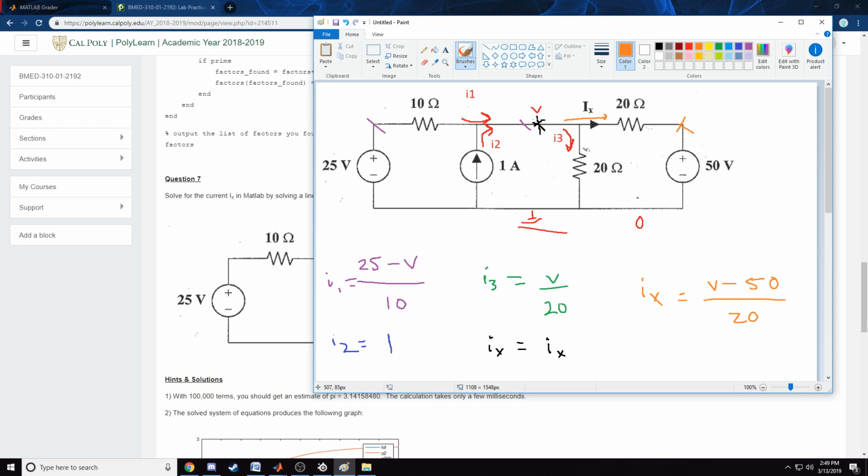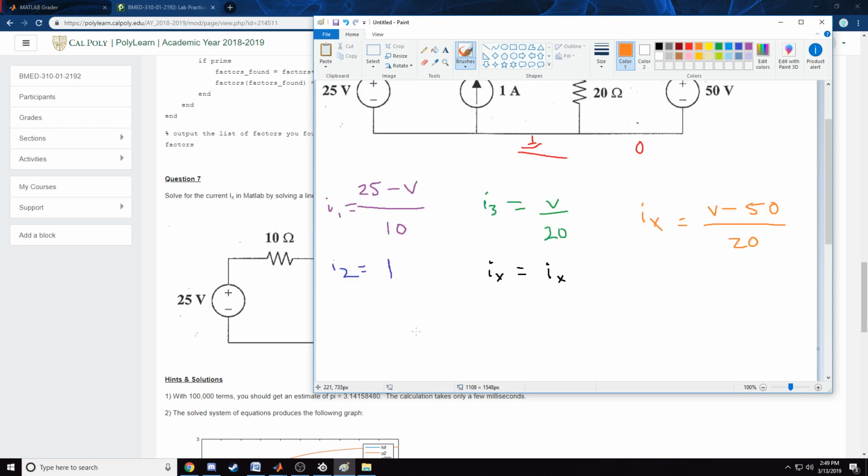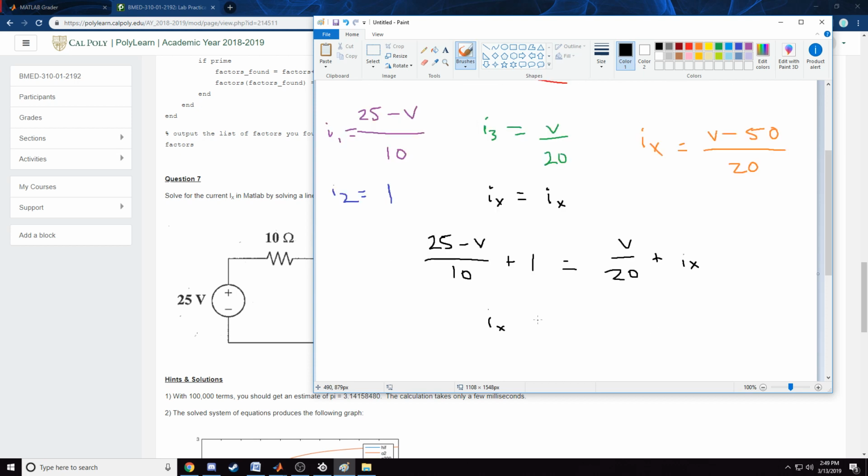We know that I1 plus I2 is equal to Ix plus I3, right? That's how we assume these currents to roll. So I1 plus I2 is 25 minus V over 10 plus 1. That's equal to I3, V over 20, plus Ix. In our second equation, we have Ix is equal to V minus 50 over 20.